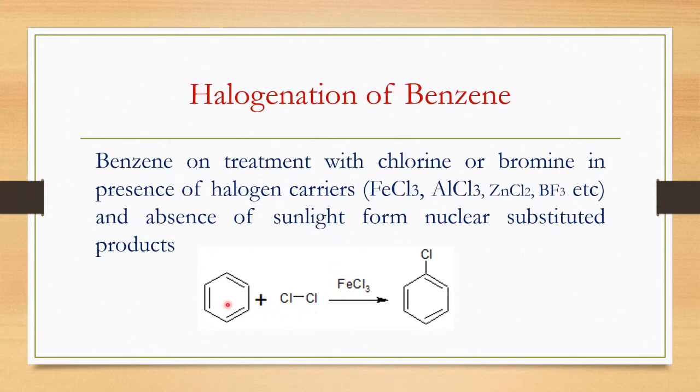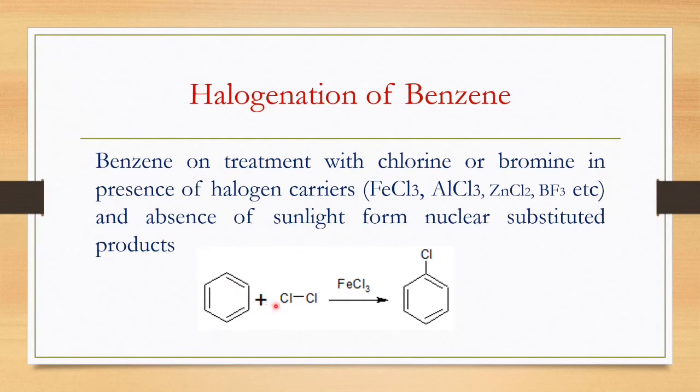Usually the loosely held pi electrons of the double bond in alkenes polarize the halogen molecule even in the absence of a Lewis acid catalyst. Instead of benzene, if it is any alkene, there is no need of FeCl3. But in the case of benzene, the pi electron cloud is relatively less available, and consequently the presence of a Lewis acid catalyst is necessary to polarize the halogen molecule.